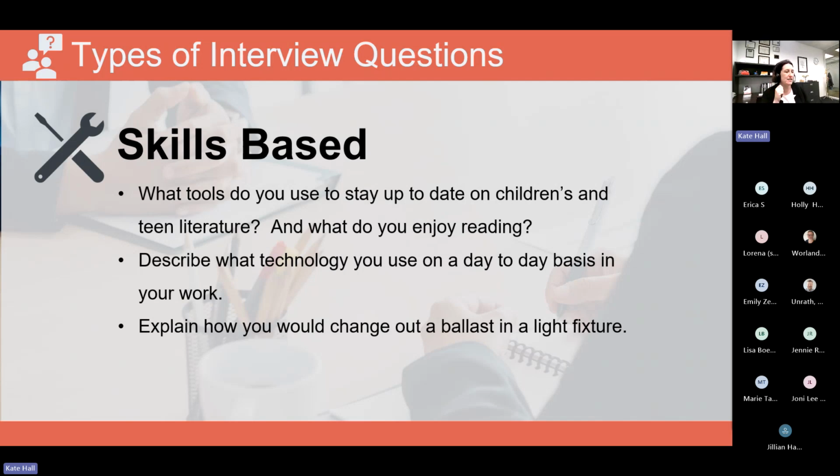maintenance worker is, and sometimes we'll actually bring a ballast and have them demonstrate, how would you change out a ballast? What that shows us is it lets us see how they think and have them walk through how they would change something. So skills are going to be dependent on what type of skills are needed in the position.